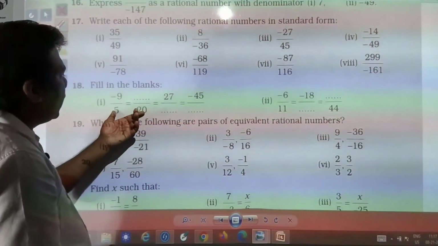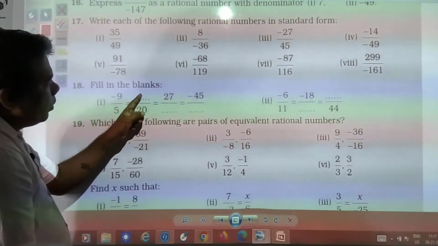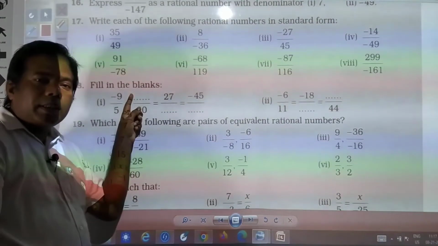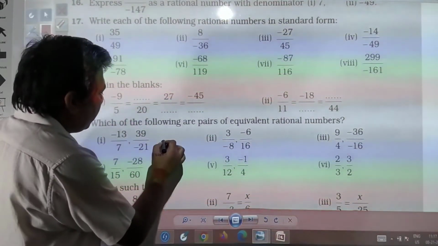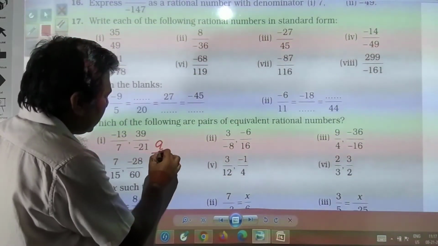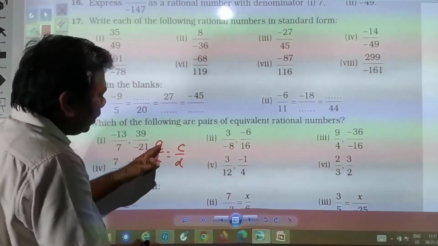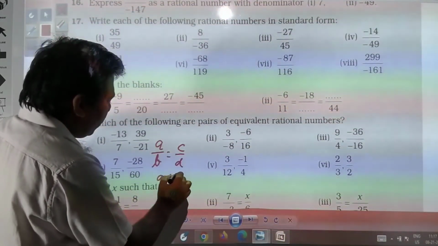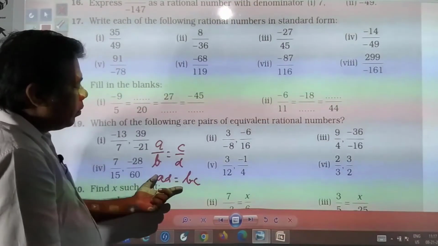So two ways are there. By seeing itself you can see what number will be required by multiplication or division, or one more thing is there. If you remember, if two equivalent fractions are there, a by b is equal to c by d, then a into d will be equal to b into c. By this way also we can find out.